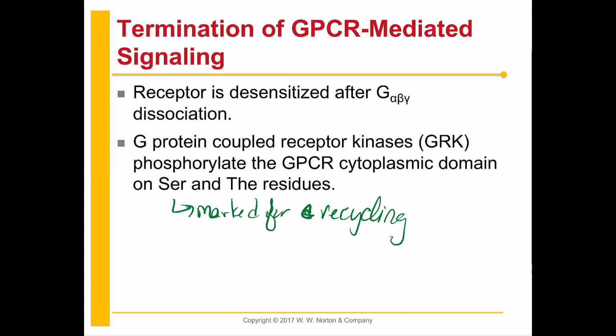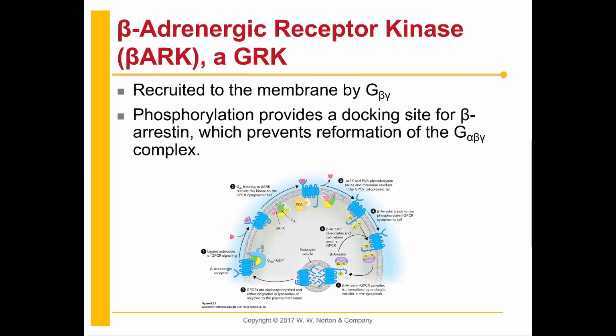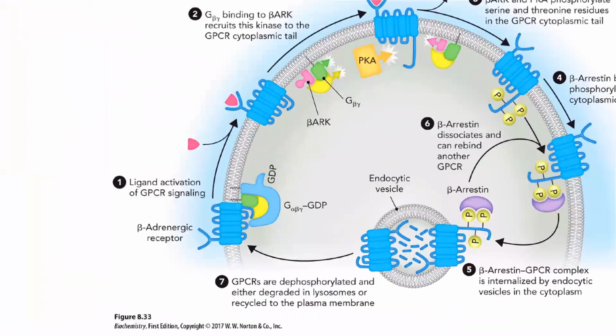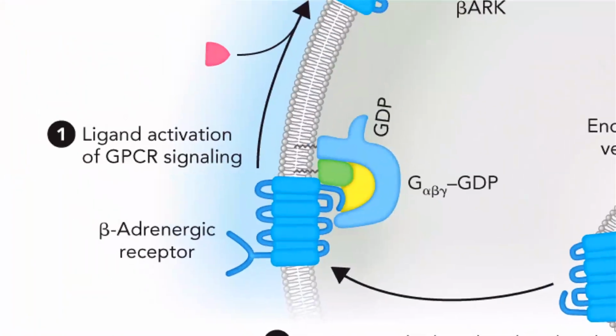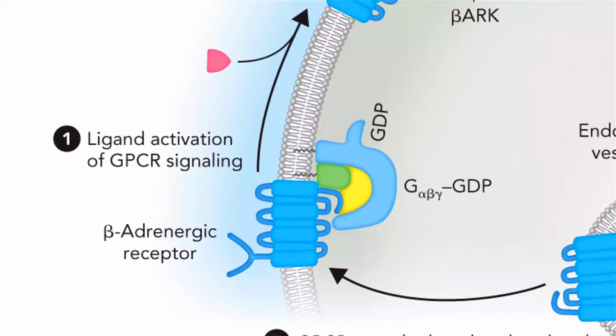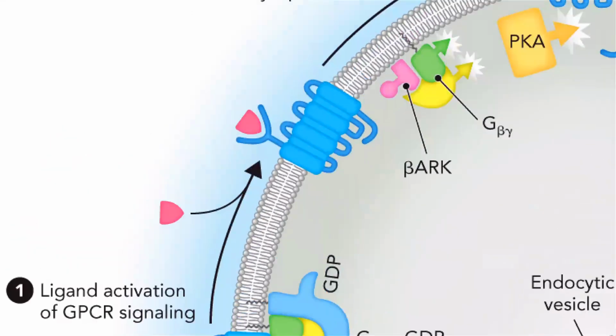I'm going to show you a diagram. Let's start at number 1. We have a ligand activation of our G protein coupled signaling. In this example, we're going to use the beta-2 adrenergic receptor, coupled to our alpha beta gamma trimeric protein here. What happens is you're going to induce that signaling. So you have GPCR signaling. We're not drawing that in this diagram.